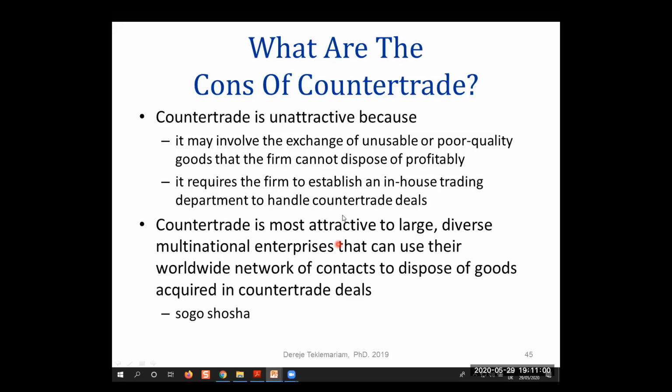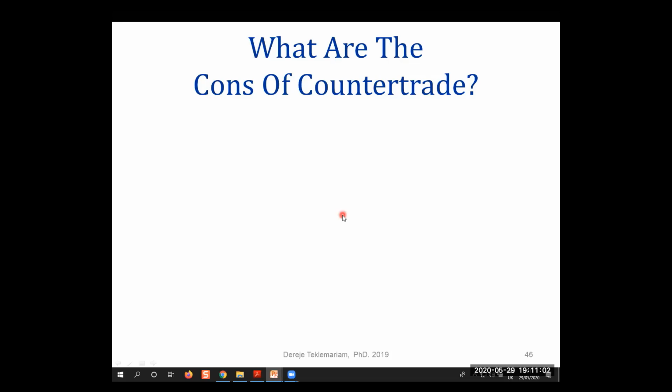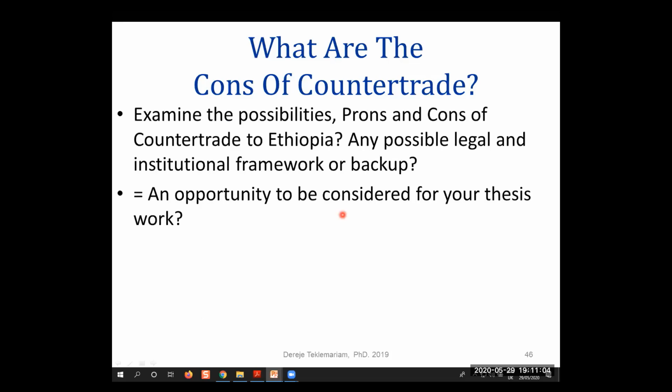Managerial costs, and then conservation costs. Therefore, we have to be very careful, and we have to examine the possibilities and the pros and cons of counter trade for Ethiopia. As I told you before, is there any possible legal and institutional framework or backup related to counter trade?